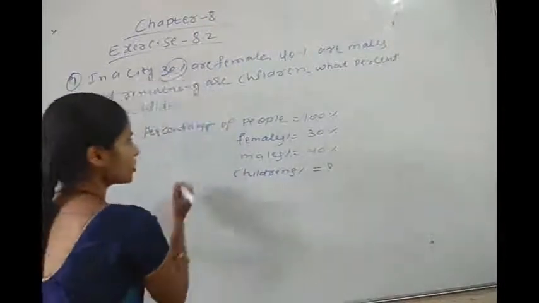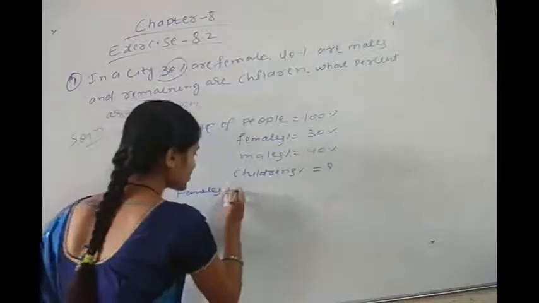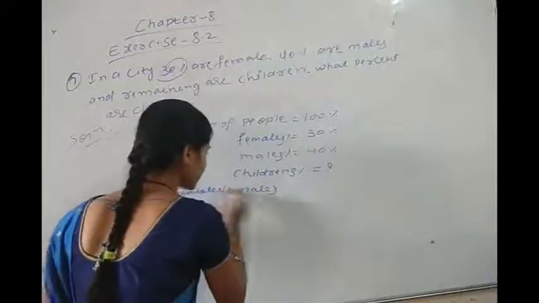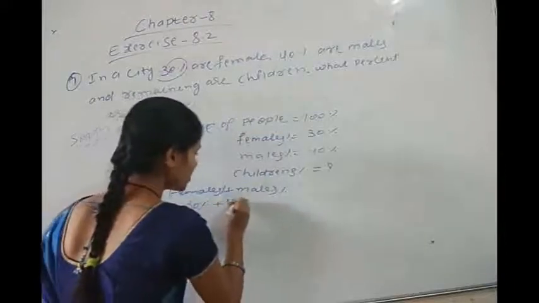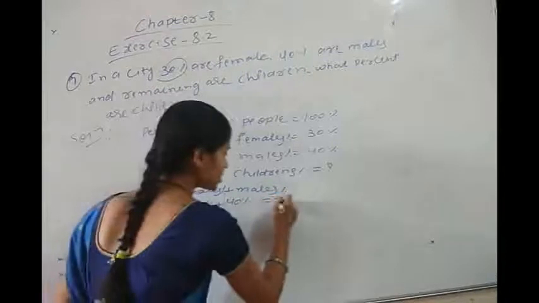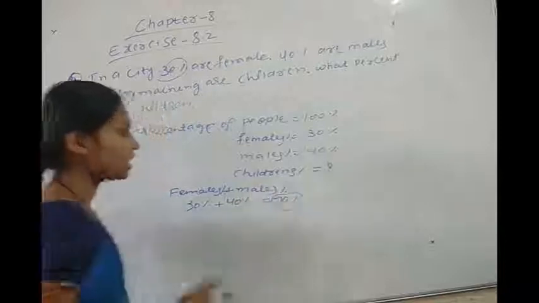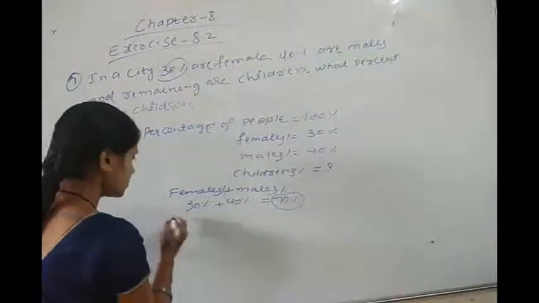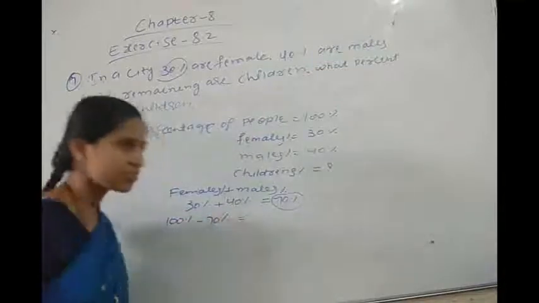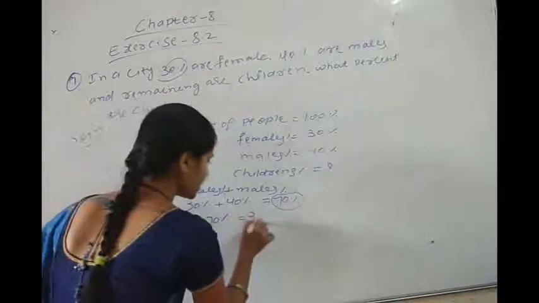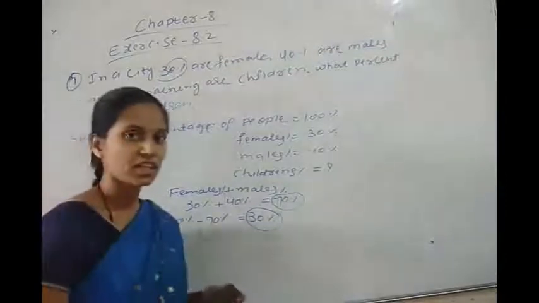Now we will do that. We will add females plus males percent. Females are how many? 30. Males are how many? 40. 30 plus 40 is how much? 70. Now if you subtract this 70 from 100, how much will you get? You will get 30%. Here, 30% is the percentage of children in the city.